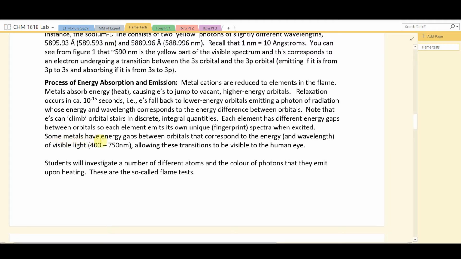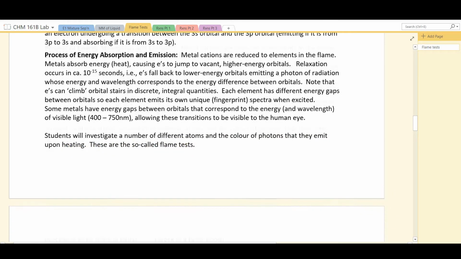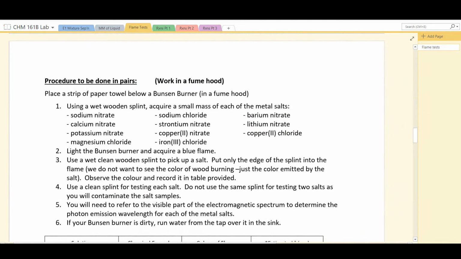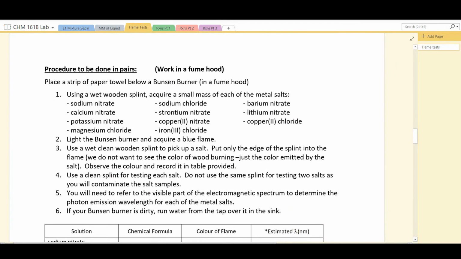Some metals have energy gaps between orbitals that correspond to the energy and wavelength of visible light, between 400 and approximately 750 nanometers, allowing these transitions to be visible to the human eye. So in this experiment, you will investigate a number of different atoms and the colors of photons that they emit upon heating, and so they're called flame tests. On page 3 is a procedure, but I'll explain this as I demonstrate.